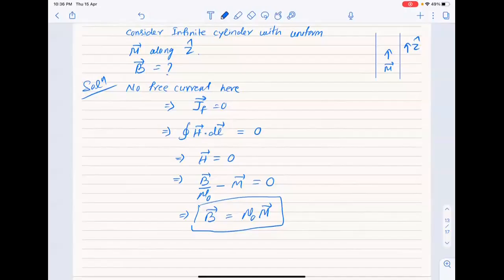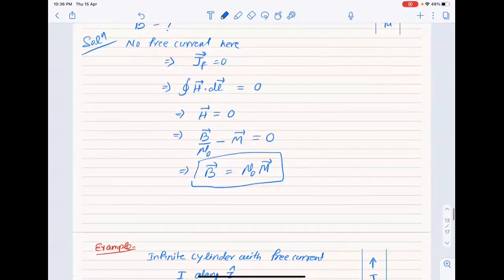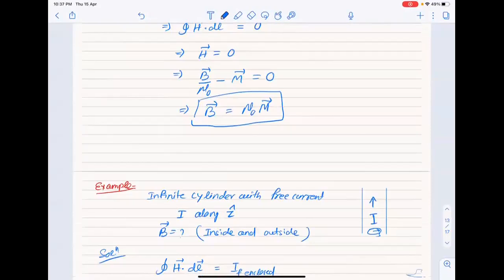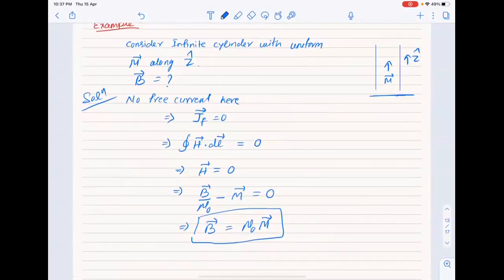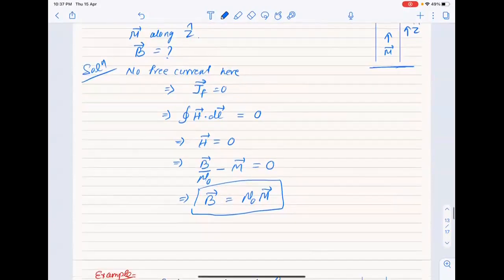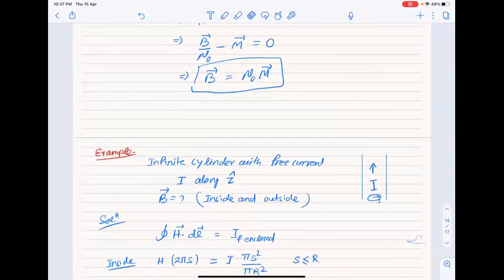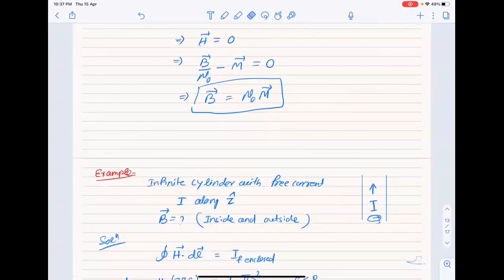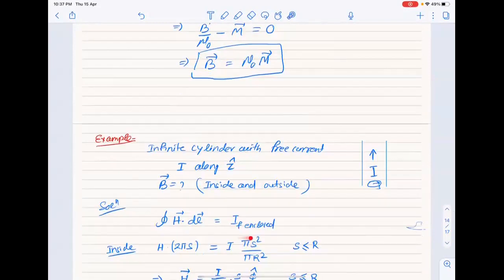We can take another example where there are free currents. So let's take this here, okay? But instead of magnetized, we are saying that there are now free currents. So earlier we said there are no free currents. So now we are saying there is current I which is flowing along the Z axis, along Z cap, okay? So now your H dot dl is nothing but your I enclosed, okay?